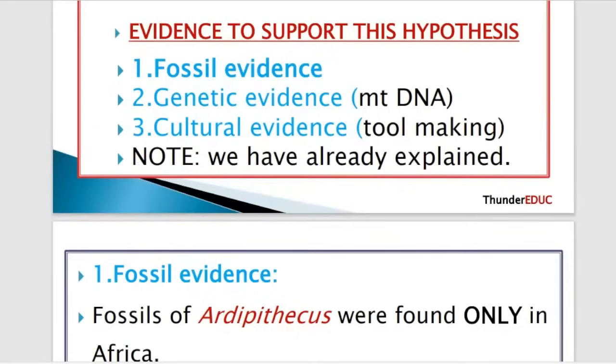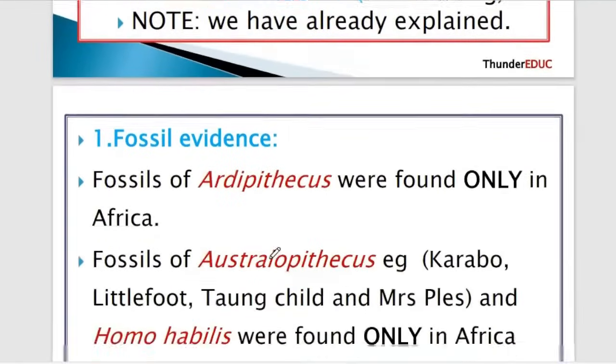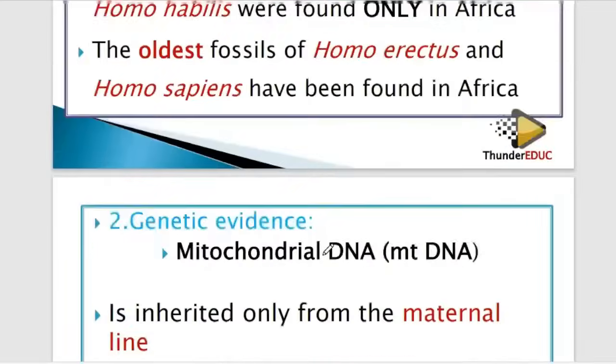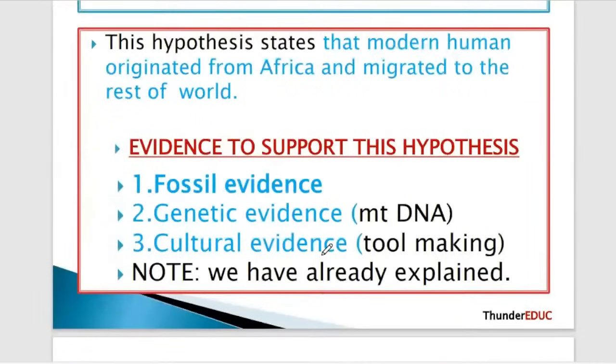Let's go to the next question so that we wind up. They're saying that fossil, guys, you need to know this. If they ask you to explain the out of Africa hypothesis, you need to know that modern humans originated from Africa and migrated to the rest of the world. That is the first point. You need to know that.